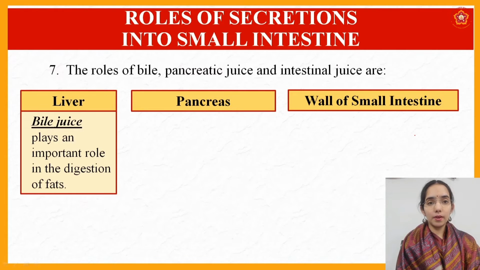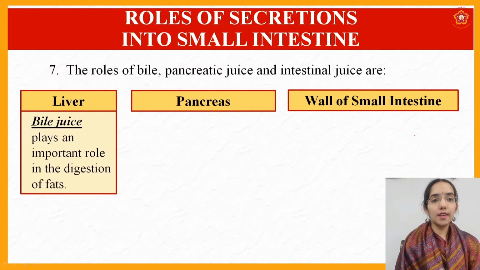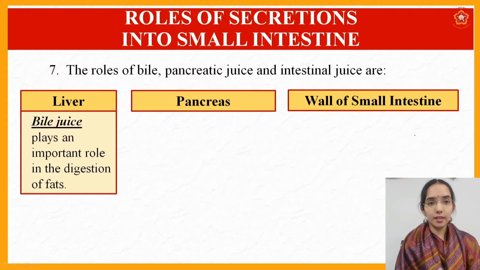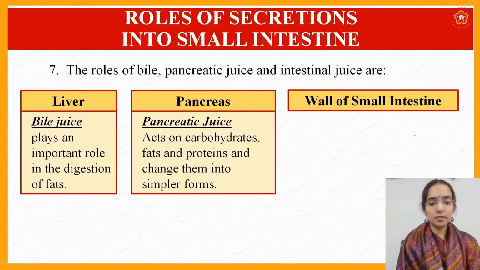So you can see over here that the digestion of carbohydrates started in the mouth. Then the digestion of proteins started in the stomach. And the digestion of fats gets started in the small intestine. And bile is helping in the digestion of fats in our small intestine. Then the pancreas, we know it secretes pancreatic juice, and this pancreatic juice acts on carbohydrates, fats and proteins.